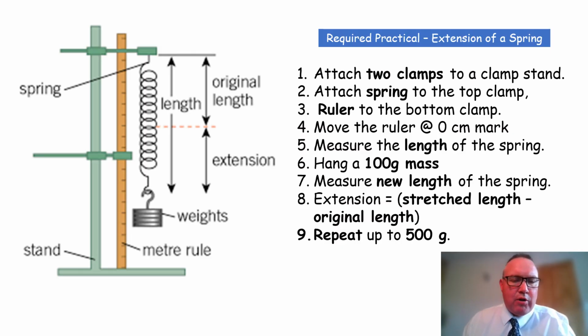The required practical that goes with the weight and force idea is the stretching a spring and the extension of a spring practical. To carry out this practical, you need to set up a stand with 2 clamps on it. Remember, I need 1 clamp for my spring and I need 1 clamp for my meter ruler. Once those are in place, then I can measure the length of the spring to begin with. And once I know the length of the spring to begin with, then I hang a 100 gram mass on my spring. Then I measure the new length of the spring and work out the extension. The stretched length, take away the original length. I keep repeating that until I've added 500 grams.